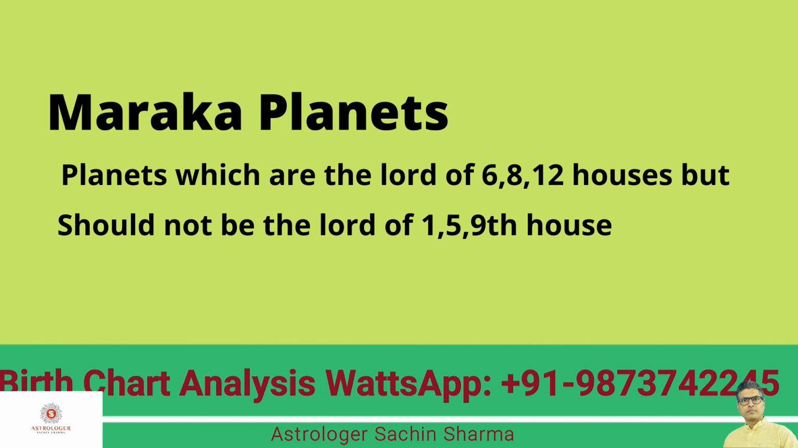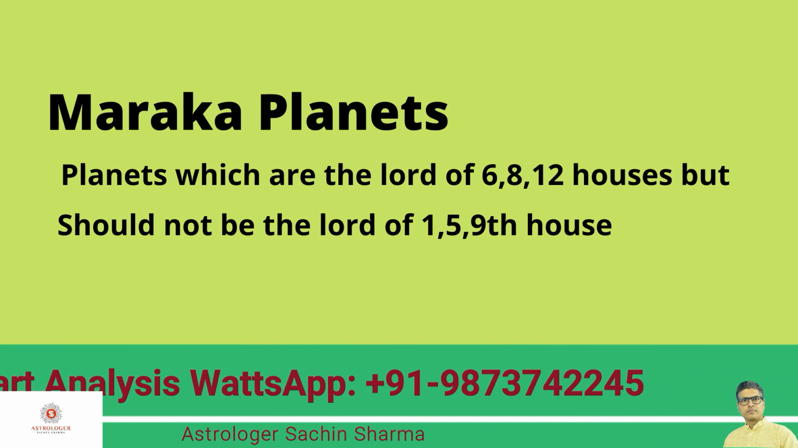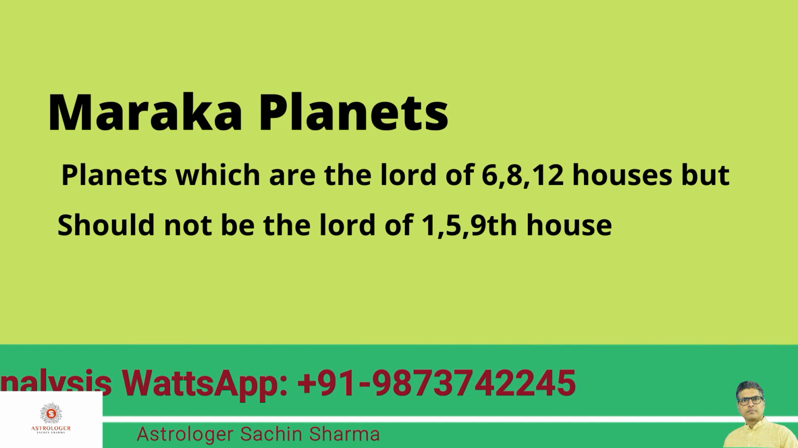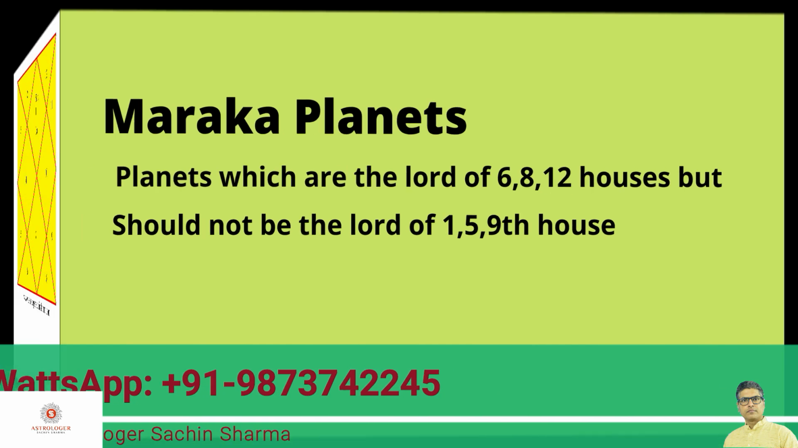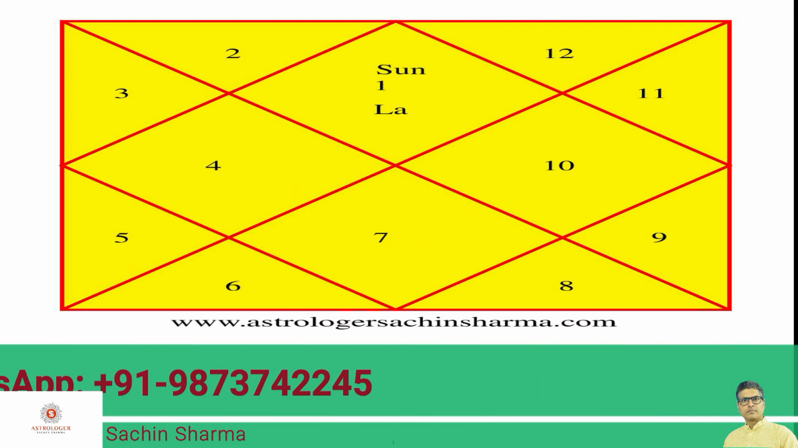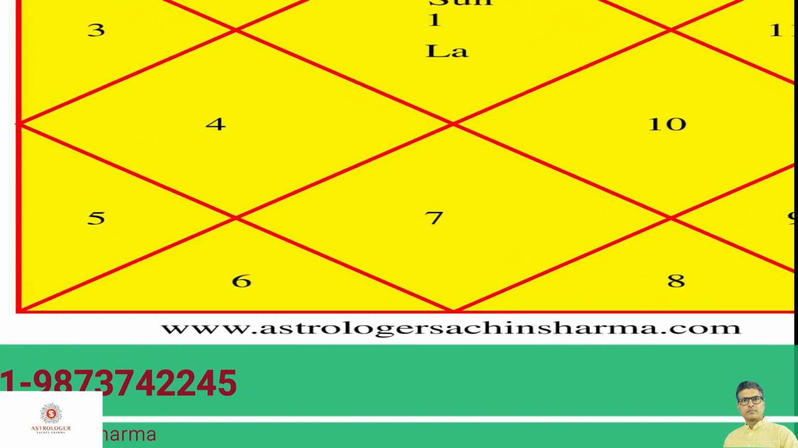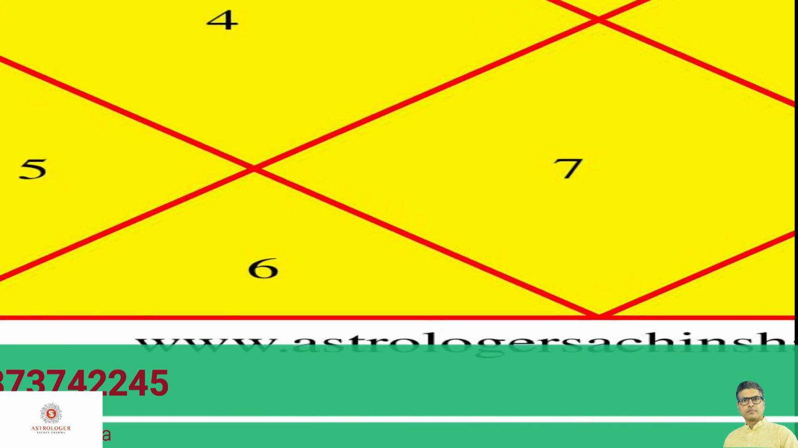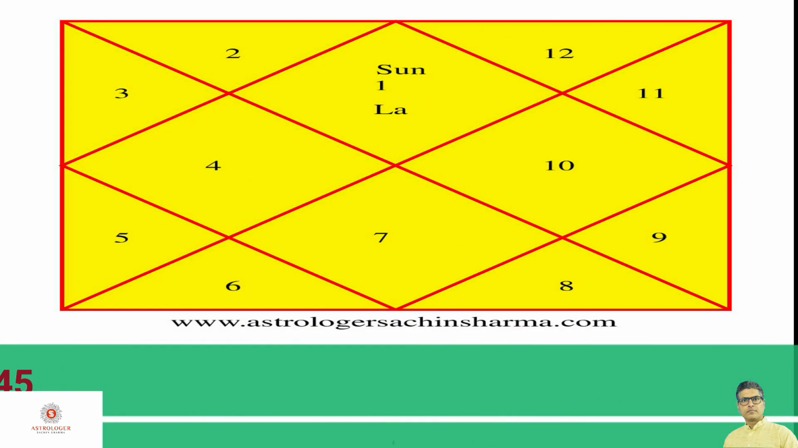You will be facing a lot of predicaments in all your jobs and businesses during the Mahadasha of any Marka planet. Now let us consider this birth chart and understand this concept practically. This is the Aries ascendant birth chart. Here we can see that the lord of the 6th house is Mercury, and Mercury is not the lord of the 1st house, 5th house or 9th house. Therefore Mercury is called the malefic planet or the Marka planet in Aries ascendant.